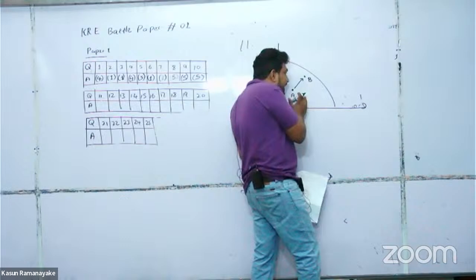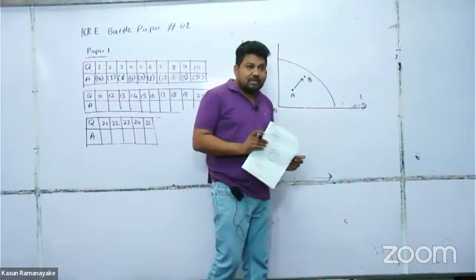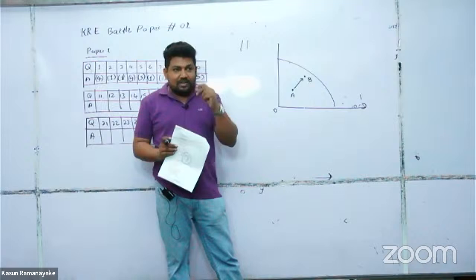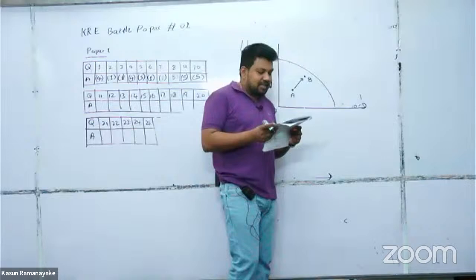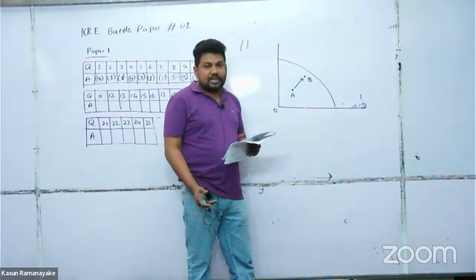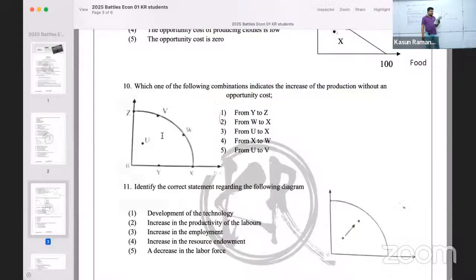That means production of both of the goods has increased. Actual production has increased. Employment level has increased. Demand also has increased. That has to be the answer. Then the first one cannot be the answer. Development of the technology cannot be the answer. Increase in productivity cannot be the answer. Productivity increase means PPC increase. Increase in employment is there. That has to be the answer. Therefore, the third one is the answer for question number 11.